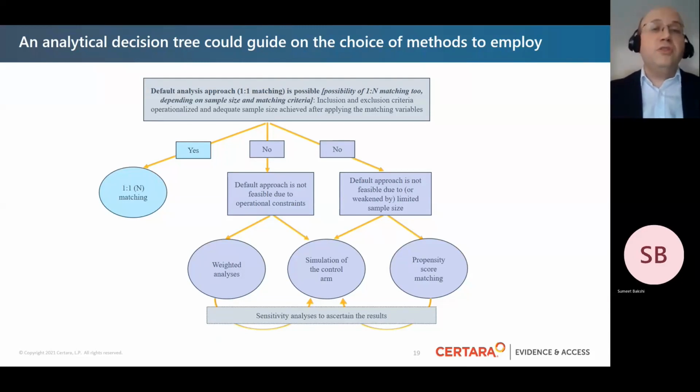For example, if the default approach is not feasible due to operational constraints, for example, due to an impossibility to actually link two data sets together, data from the external control arm and trial data, then weighting analysis may be conducted. Or, if the default approach is not feasible due to limited sample size, then propensity score matching could be conducted. And you can also conduct simulation of control arms as a sensitivity analysis to ascertain the results.